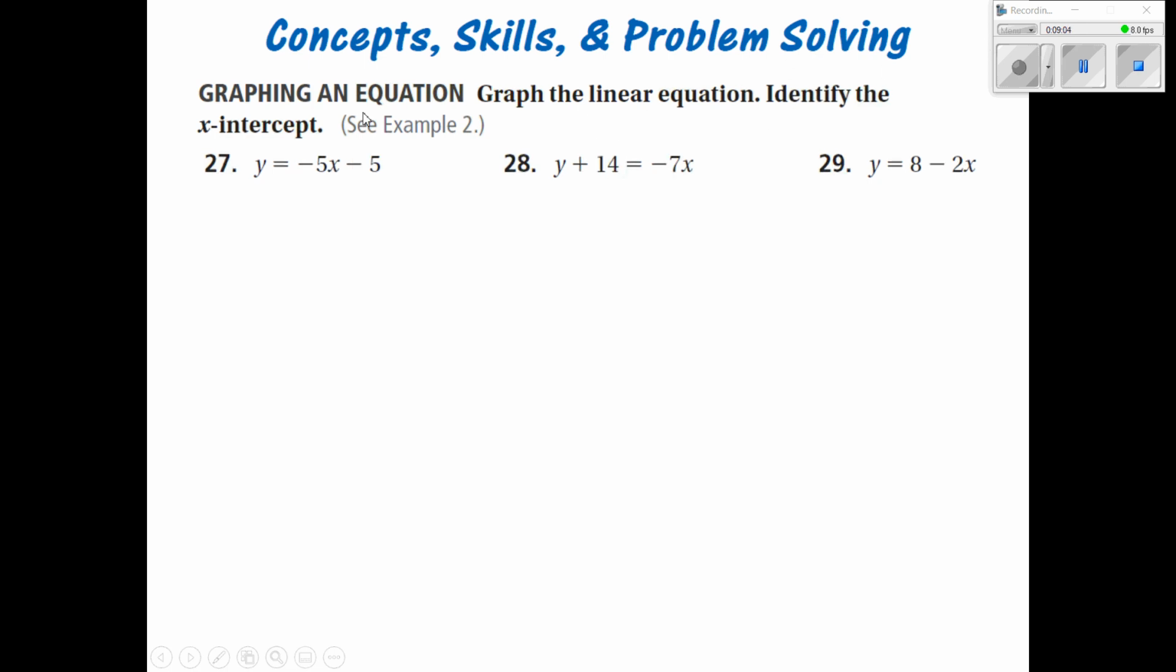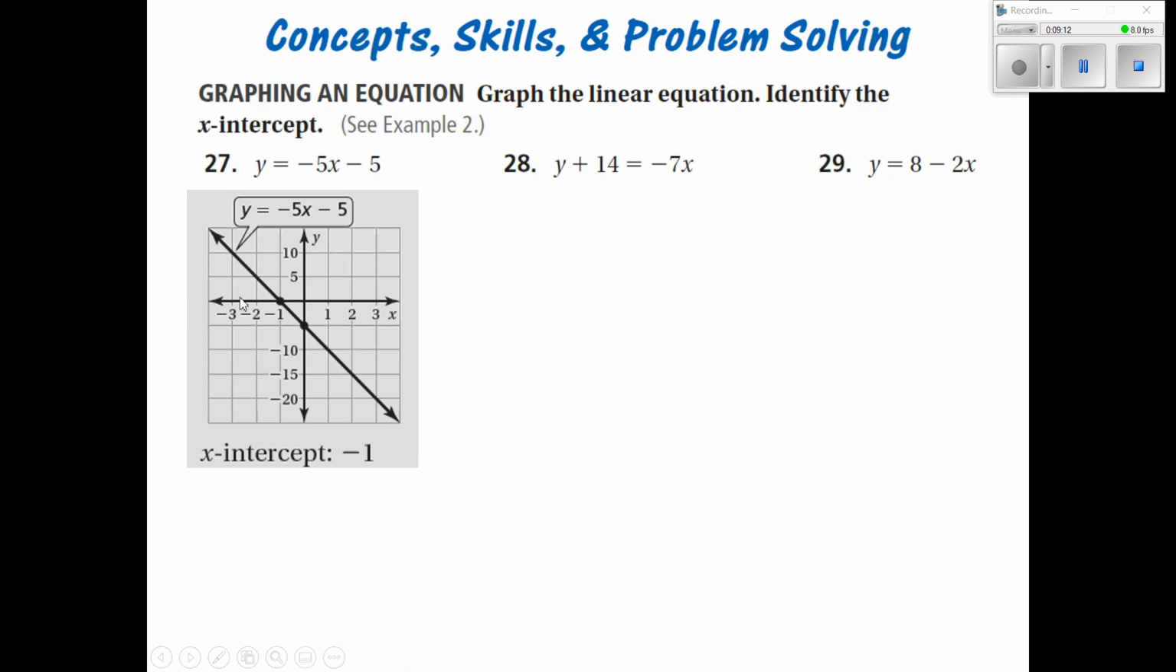Graph the equation, identify the x-intercept. Again, I know that I'm starting at -5. I'm going to go down 5 and over 1. So when I go down 5 and over 1, I have to remember I'm going to be going away from the x-axis. So I have to follow the line this way. And remember, if we're going down 1 and over 5, that means over here, I'm going up 5 and to the left 1, which would put me at -1 as my x-intercept.